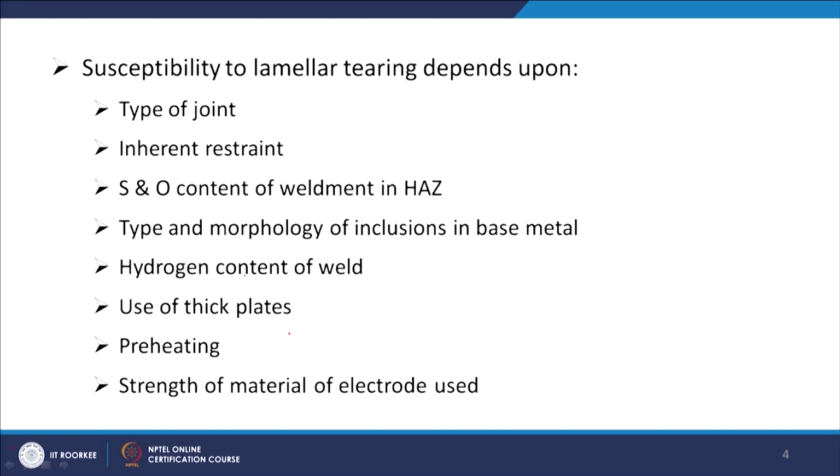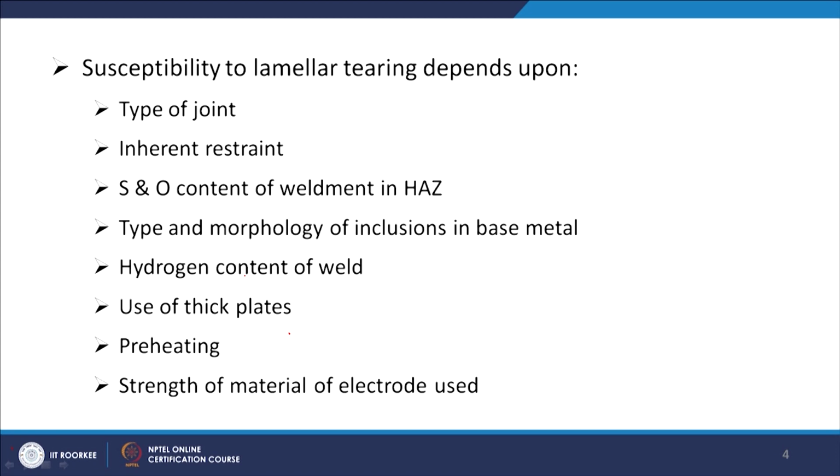Then another way by which you can get rid of these tears is that you treat these steels with rare earth metals like cerium or so. In those cases the chances of having these lamellar tears are reduced.